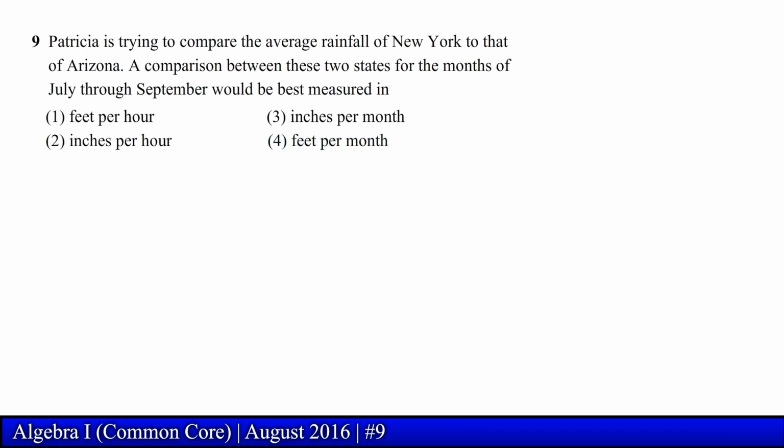In the statement above, the student is trying to measure the average rainfall for the months of July through September. Since we want to collect data for each month, it makes sense to use months for our time interval, and not hours. So we can eliminate option 1 and option 2.